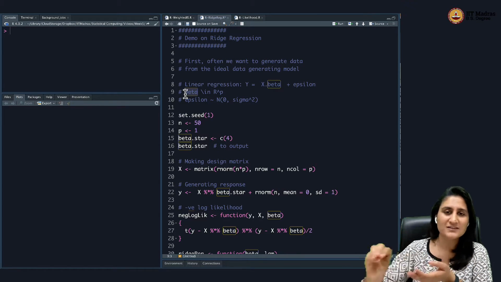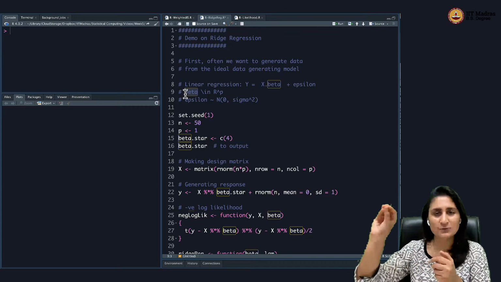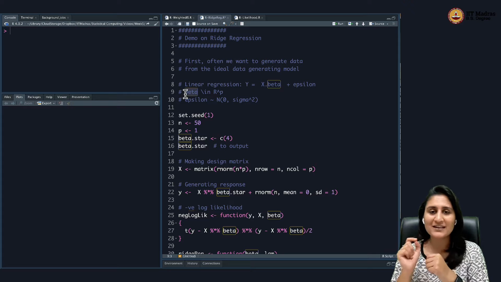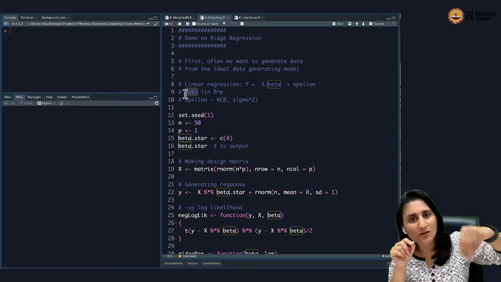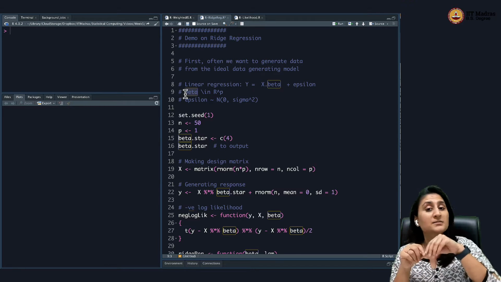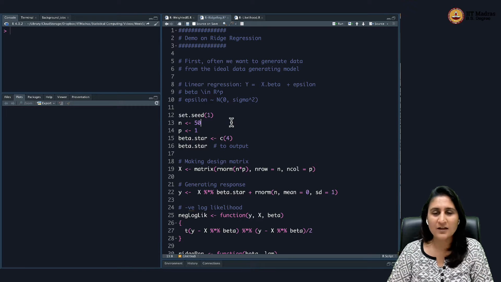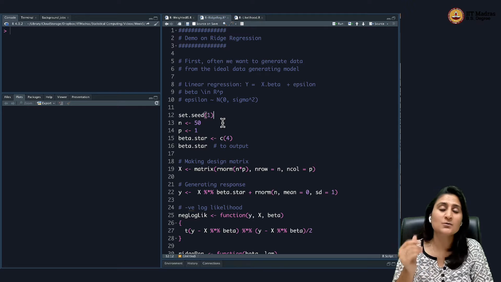So I need to fix a beta star or a beta value that is the actual underlying truth from which the data is generated. And then my methodology is going to come and try to find this beta value. Okay, so this is really what we're doing here. And also, invariably I'm assuming there is some n, the number of samples that I want. So in this case, I'm going to assume that n equals 50.